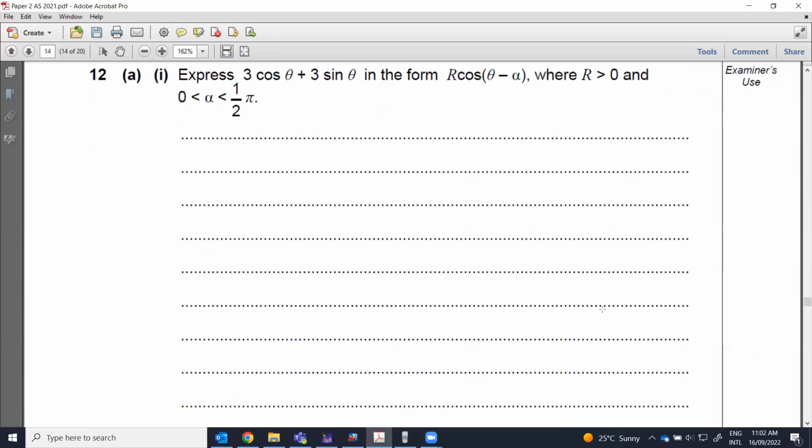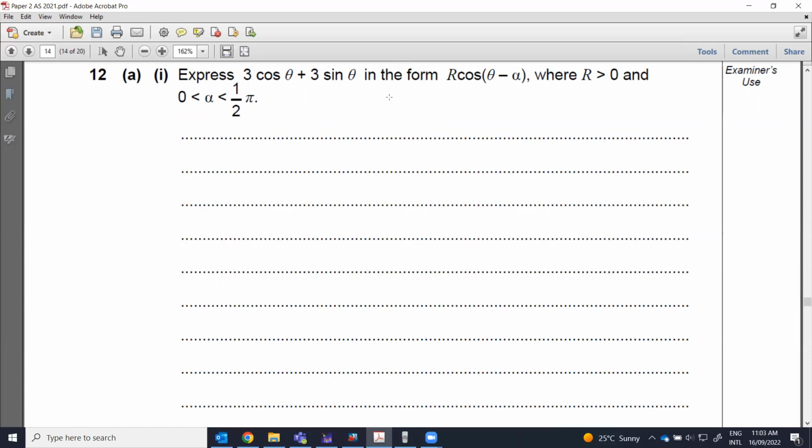Then question 12: express 3 cos theta plus 3 sine theta in the form r cos(theta minus alpha), where r is a positive number, that means it's greater than 0, and alpha is between 0 and pi over 2. So when our angle is in terms of pi, that should tell you that the angle is measured in radians.